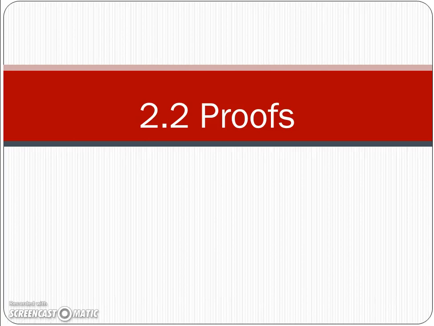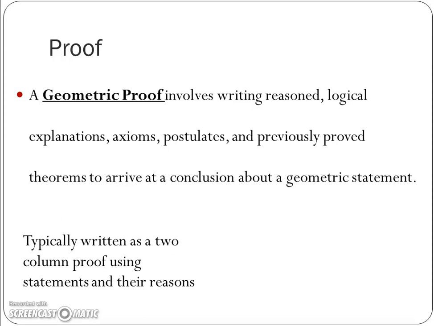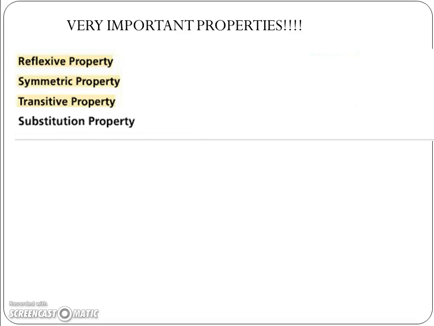This is 2.2 proofs. First off, a proof involves writing reasoned logical explanations, axioms, postulates, and previously proved theorems to arrive at a conclusion about geometry. Typically it's written as a two-column proof using statements and reasons. A couple of very important properties that you need to know.